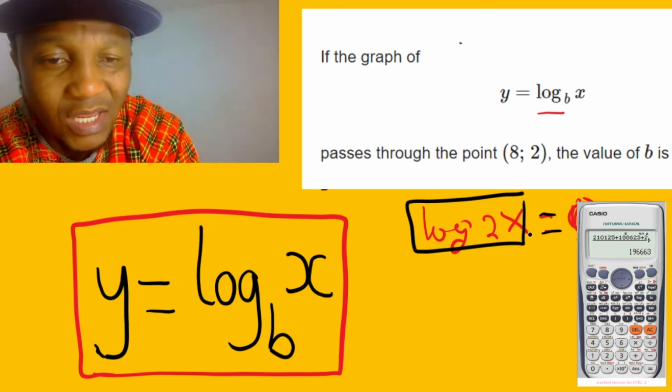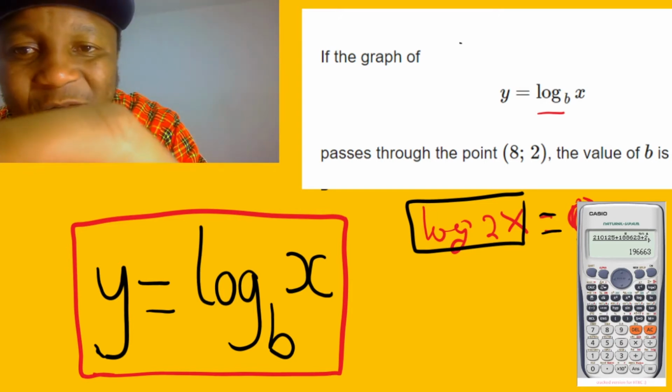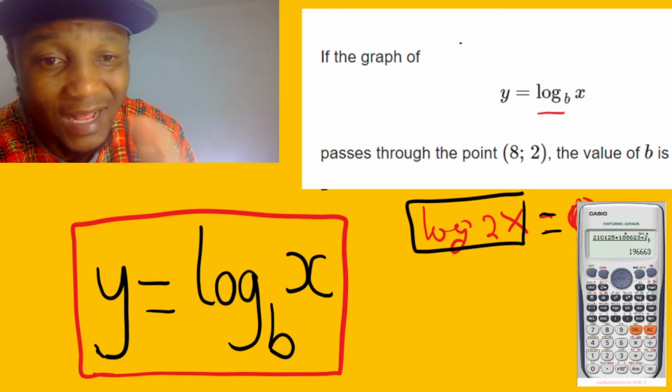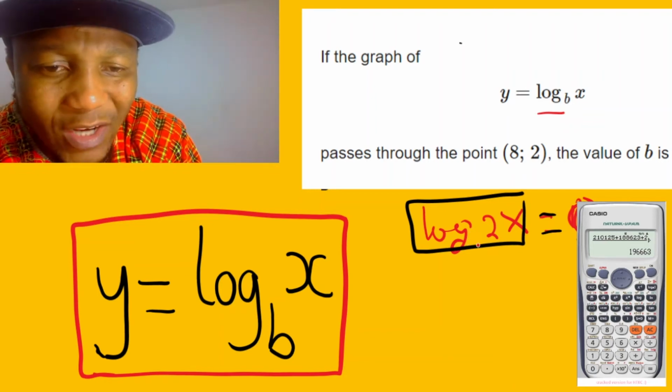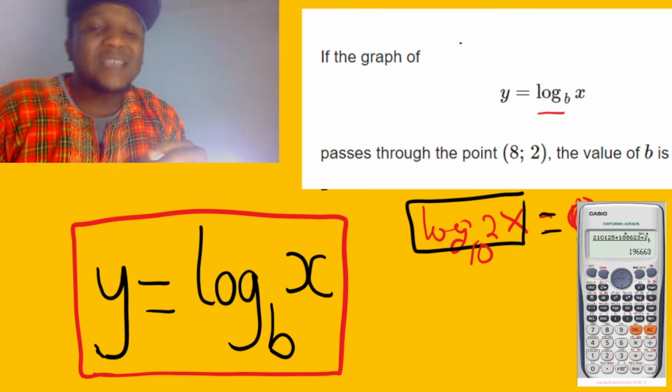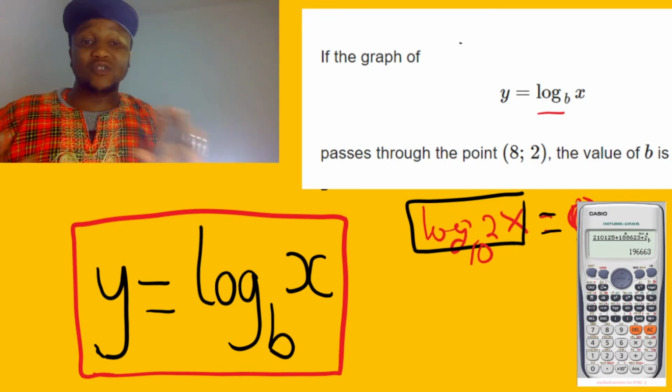So for this case, I see a log on one side. What do we do if there is no base in the log? Do you have a base here? No, there's no base. So if there's no base, you assume the base is 10. It's not that you assume, it's under base 10 if there's no base.